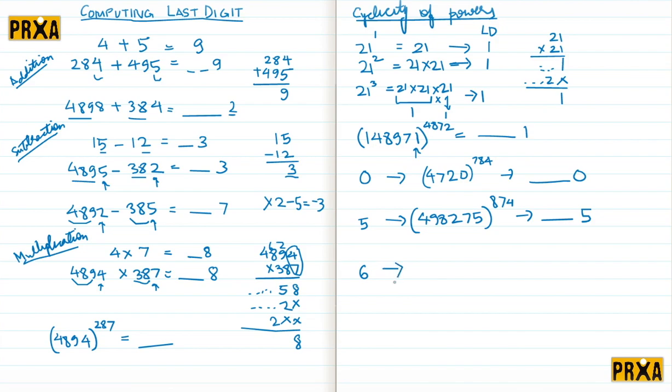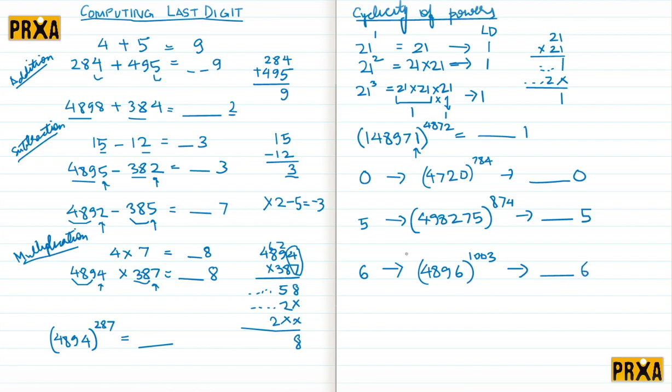And likewise for 6, the powers of 6, they go like this: 6 times 6 is 36, last digit is 6. Okay, then again 6 times 6, so it continues in the same way. So any arbitrarily large number, 4896 power 1003, last digit 6, any power, the result would have units digit 6.